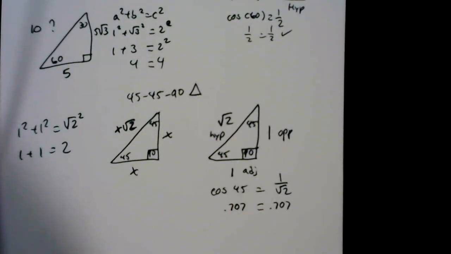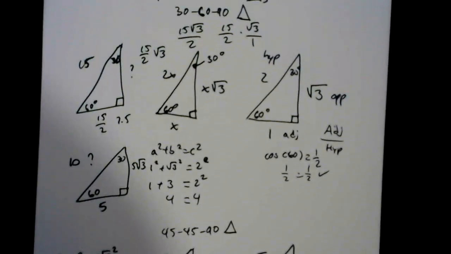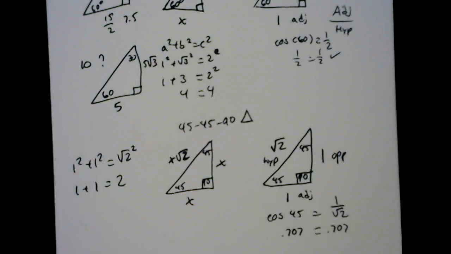So those are the two special right triangles that you need to know for the ACT that they'll most likely go over.